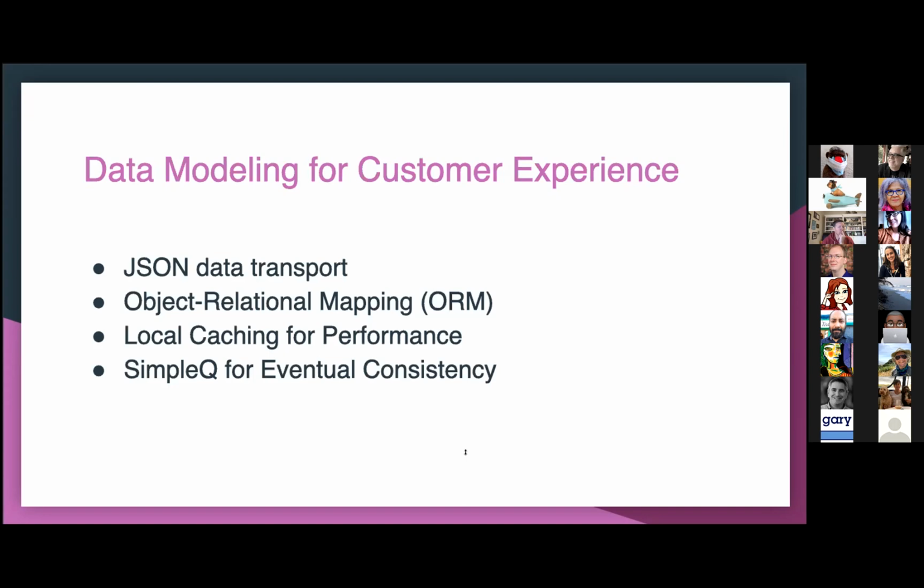Data modeling for customer experience has meant a couple of things for me. The first is I'm using JSON data transport, which has been, I don't know about you, but native JSON in FileMaker was a huge feature for me. I think of all the last versions, with all the features that Claris has added, probably native JSON was the biggest game changer for me, because it meant a number of different things.